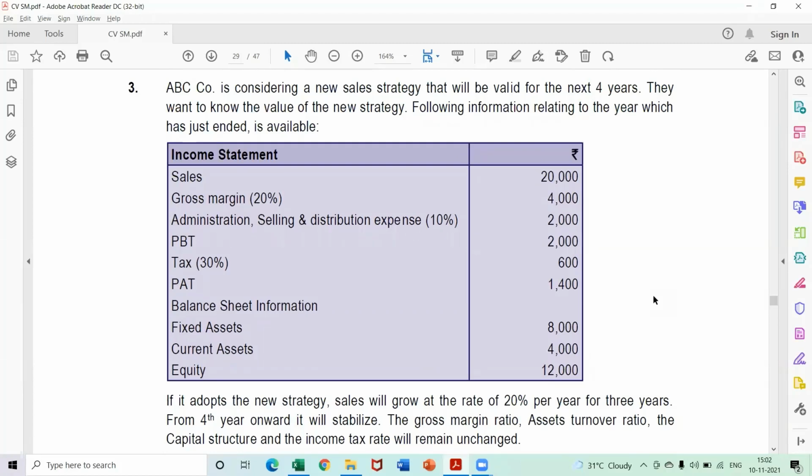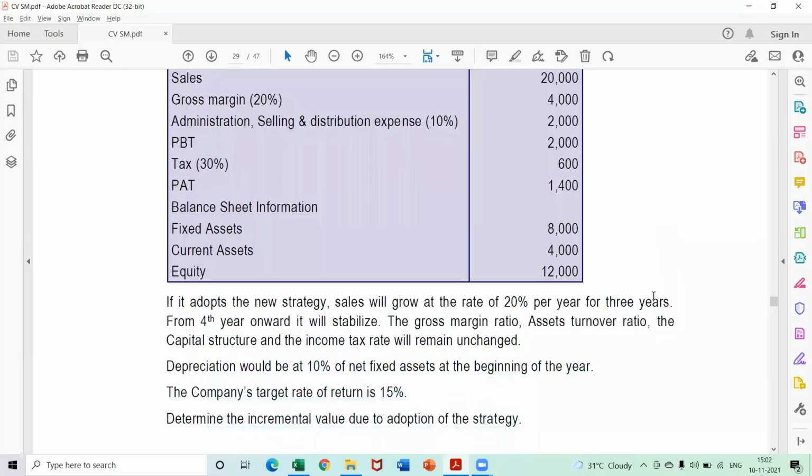You have sales, you have gross margin at 20% of sales, admin expense at 10% of sales. So you get PBT, minus tax rate at 30%, you get PAT. Then you have balance sheet information, that is, you have fixed assets and current assets. Additionally, if it adopts a new sales strategy, sales will grow at 20% per year for 3 years. From 4th year onward, it will stabilize, so the sales value will be equal to that of the 3rd year. Then the gross margin ratio, asset turnover ratio, the capital structure, and income tax rate will remain unchanged.